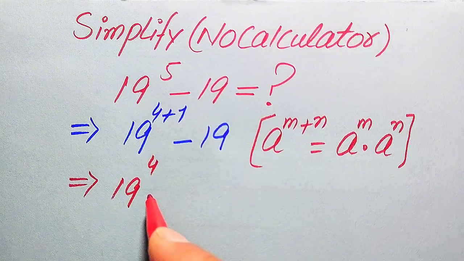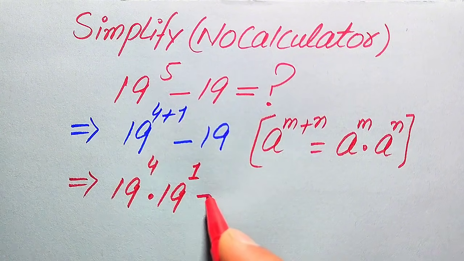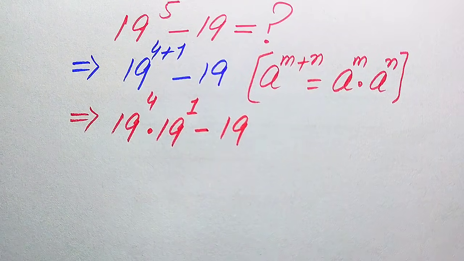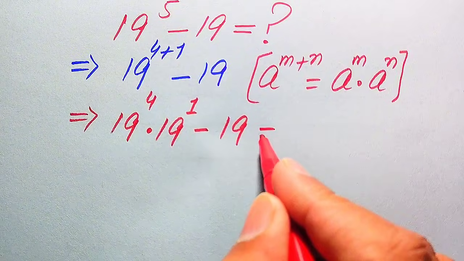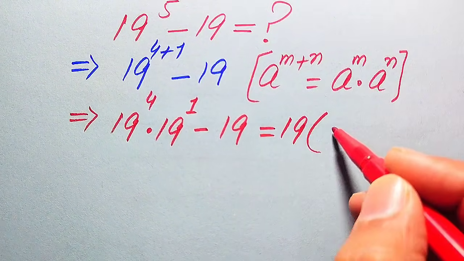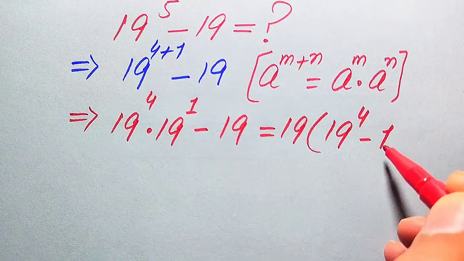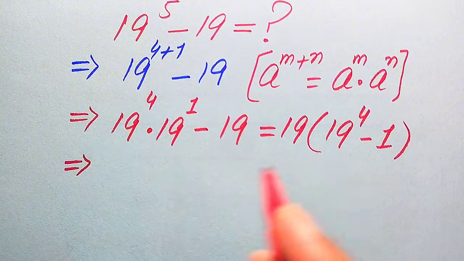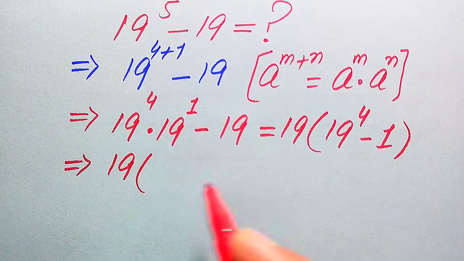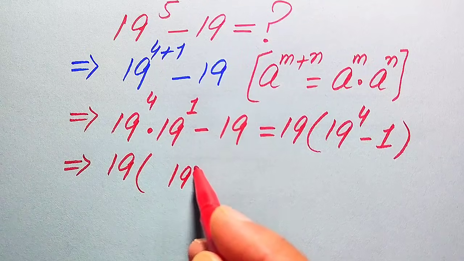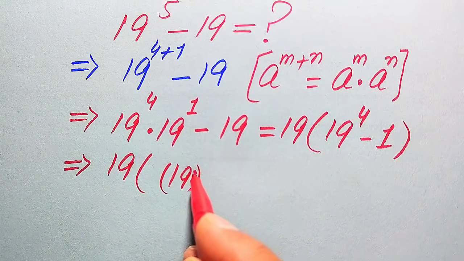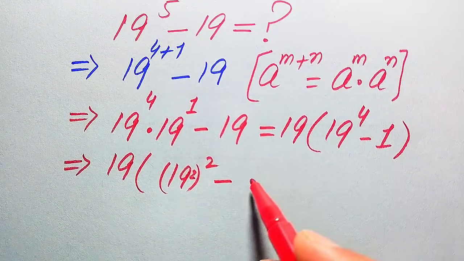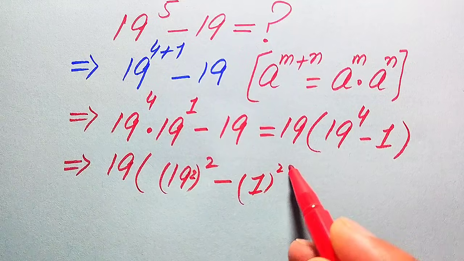This is 19 to the power of 4 multiplied by 19 to the power of 1, minus 19. And further in the next step, you see here both of these two terms involve 19, so we will take 19 common from here and the remaining values are 19 to the power of 4 minus 1. So in the next step we rewrite this expression as 19 times 19 to the power of 4. We write this 19 to the power of 4 as 19 square, whole squared. And further in the next step we have minus 1. We write this minus 1 as 1 square.